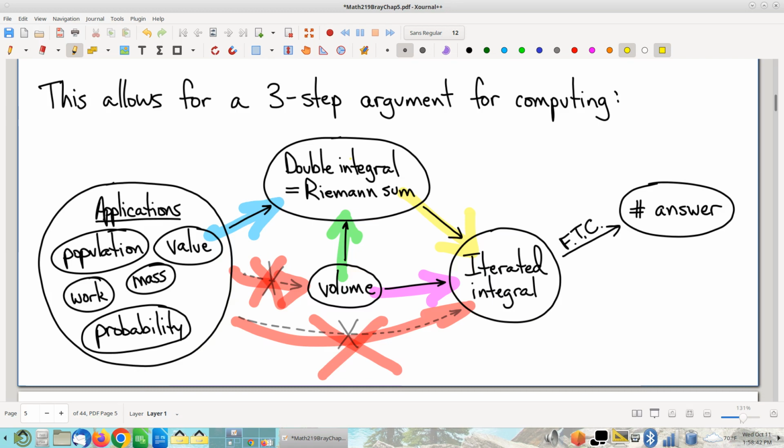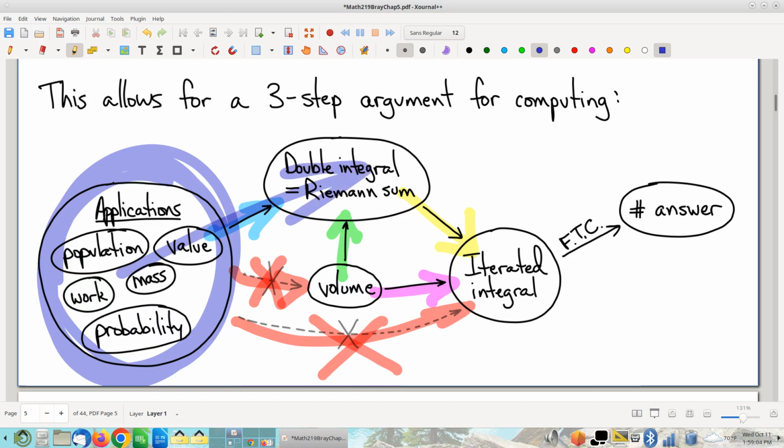And now we actually have a way forward. We have a way to answer all of these various applications that we're going to be interested in. How am I going to make sense out of them? Am I going to try to argue that they're volume? No, that doesn't make any sense. Am I going to try to argue that they're iterated integrals? No, that doesn't make any sense either. I'm going to argue that they are double integrals. I'm going to point out that I can compute that with an iterated integral, and I can crank out iterated integrals with the fundamental theorem.